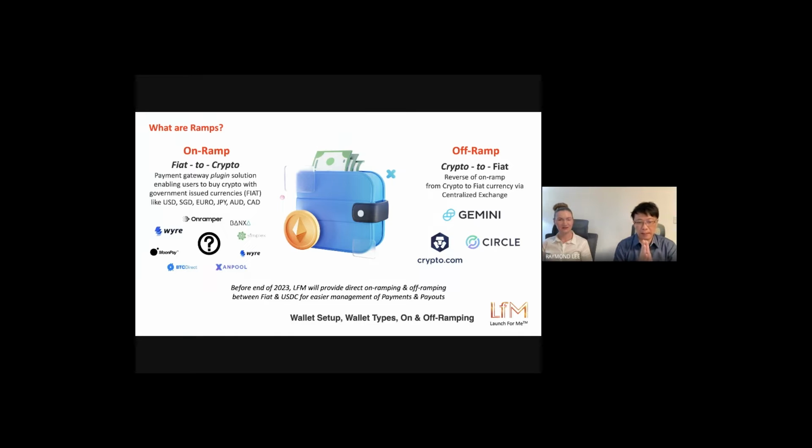Now, another level of understanding of the wallets that you need to know is how to move fiat, which is your typical government-issued currencies like US dollars, Singapore dollars, Euro, JPY, the yen, Australian, Canadian, whatever it is, to a cryptocurrency, right? So it's called on-ramping. The moment you change from fiat into cryptocurrency, it's called on-ramping. So ramps are when you change from fiat to crypto and from crypto back to fiat. So from crypto to fiat, we call it off-ramping.